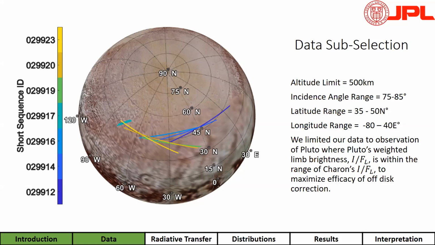And then most importantly, we're limiting the latitude and longitude range. So you can see here on the disk the sub-tangent points that all these profiles make through the atmosphere. Looking through the entire data set, I found that the sub-tangent point, the geographic location of where the profile is going through the atmosphere, had the biggest effect on the variability of the data, so we limit that. And then finally, we just limit the selection of Pluto's data to pixels near the brightness of Charon's limb data. That way we can maximize that Charon off-disk glow correction.